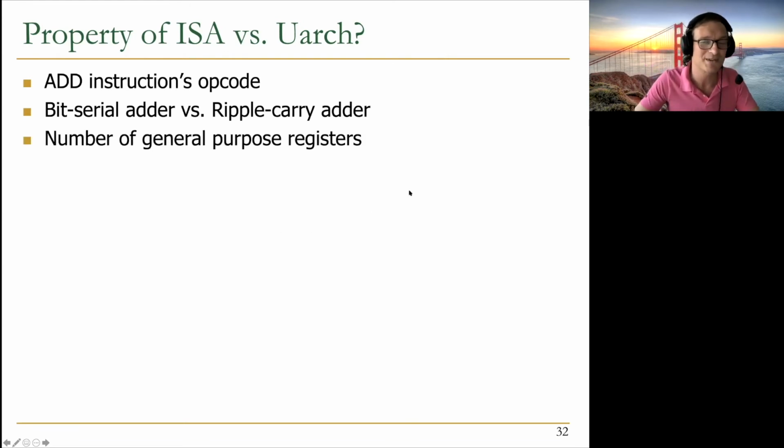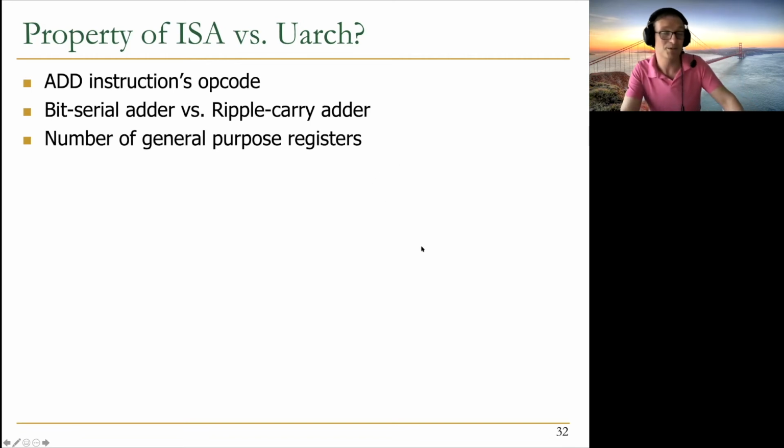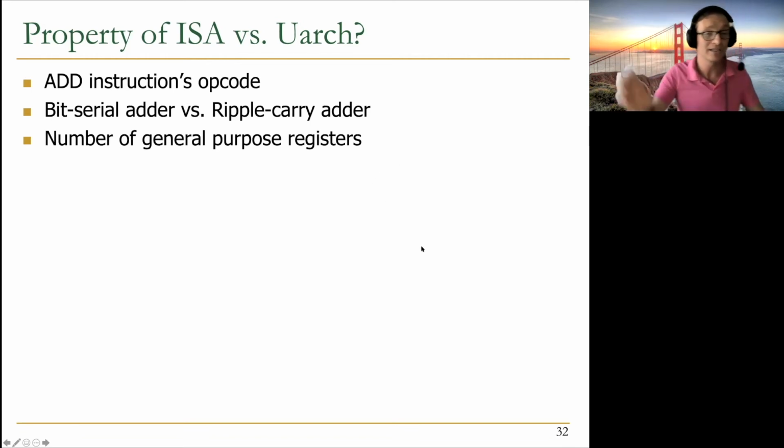Number of general purpose registers. Is this part of the ISA or microarchitecture? Now I see ISAs. Okay, more ISAs, and that's correct, basically. Again, general purpose registers are specified in the manual, and in fact, instruction encodings contain the general purpose registers, so they're part of the ISA.